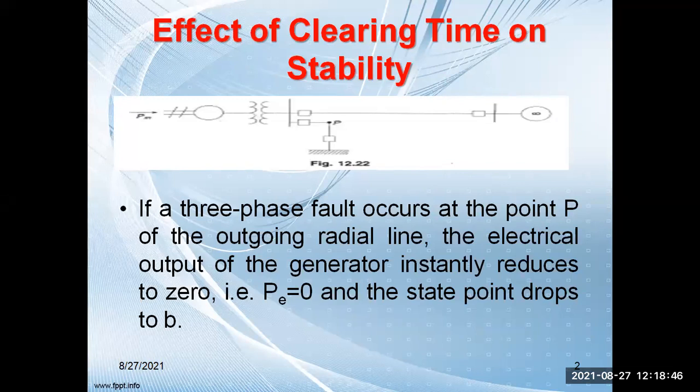Now, let us say there are two parallel lines. In the last class we started this point: two parallel lines, and one line is faulty and grounded. The generator has the mechanical input PM, and after that we have a transformer, then the transmission line, and then the infinite bus. Let us say the fault has occurred in this particular line. If a three-phase fault occurs at the point P of the outgoing radial line, the electrical output of the generator instantly reduces to 0, that is P equal to 0, and the state point drops to B.